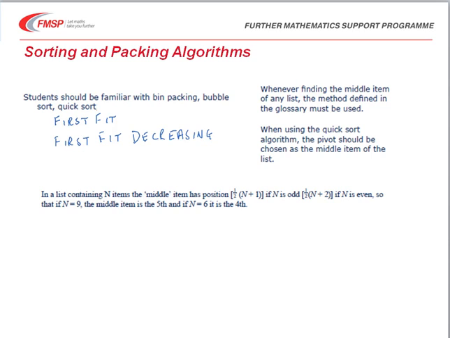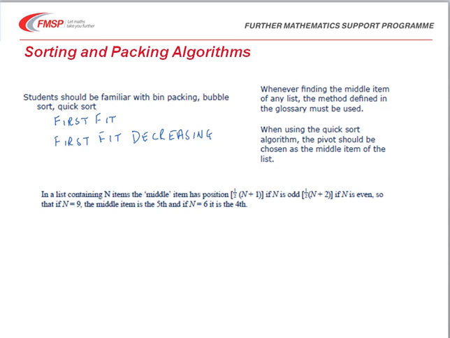The sorting algorithms, two types that you're expected to know: bubble sort, which is where a bubble, as it's called, moves through the list in order, and swaps of elements are made if necessary. Do be careful in questions to make sure you know whether you're trying to sort into ascending order or descending order. The second type of sort is known as a quick sort algorithm.